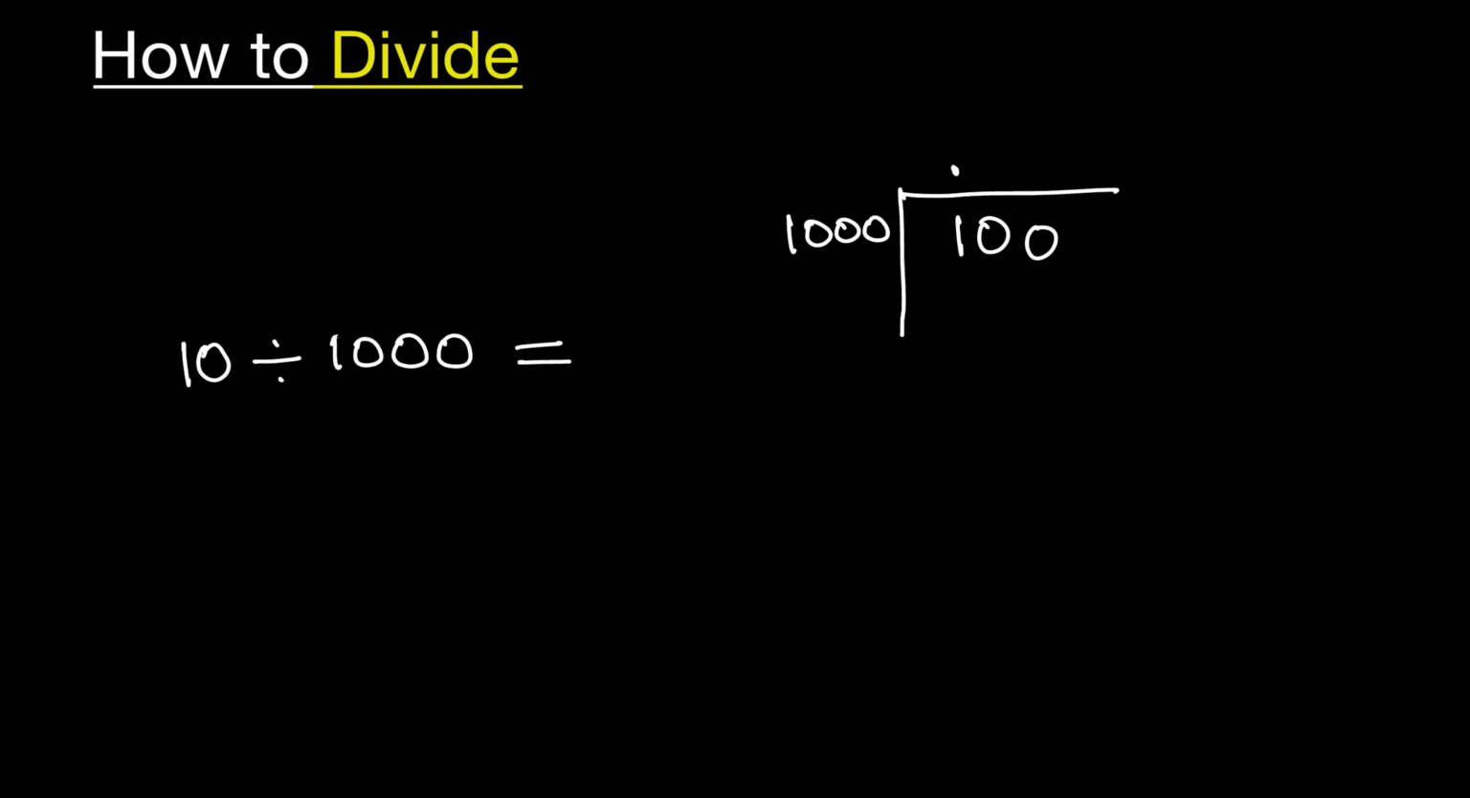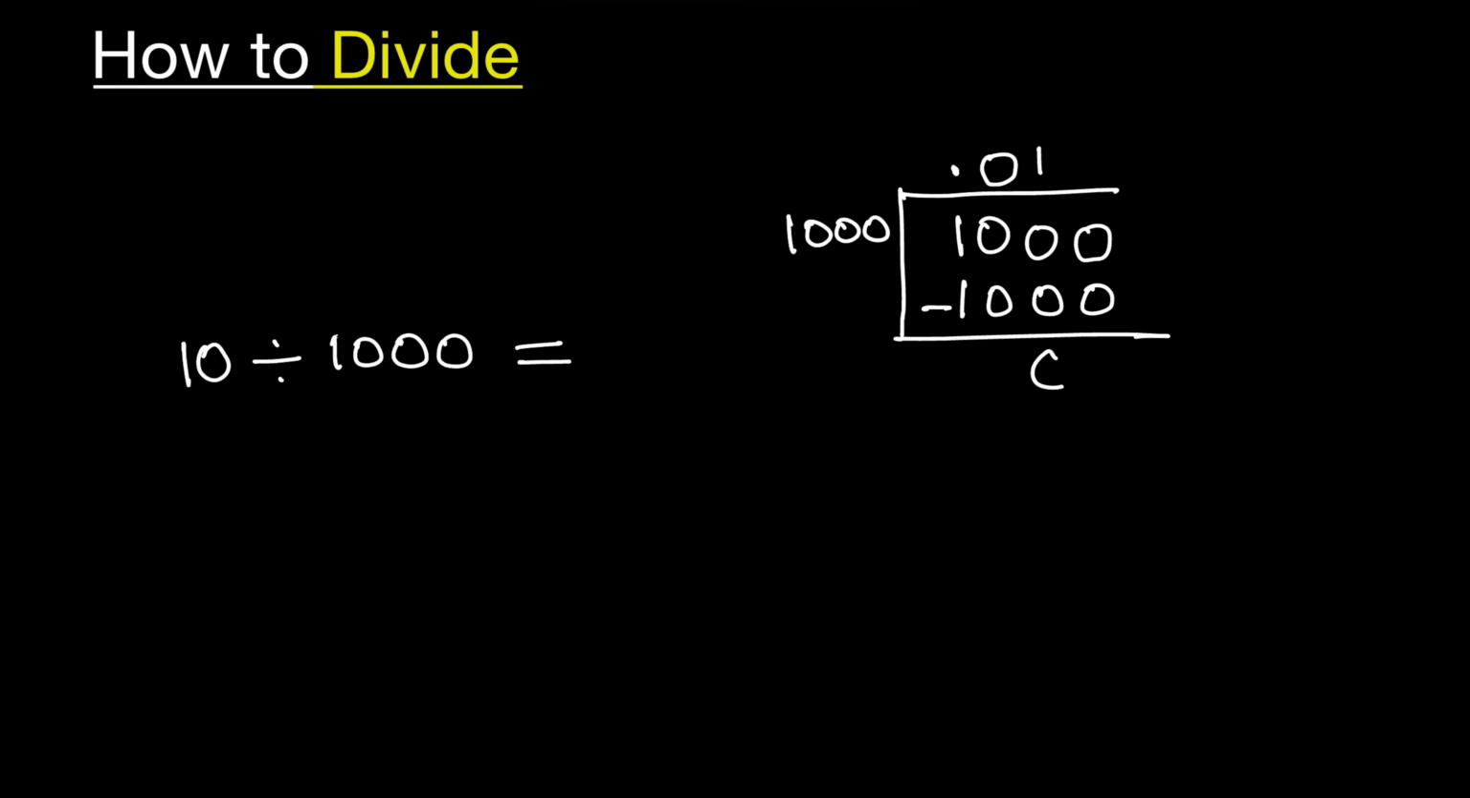And again see that this 100 is less than 1000. That is why we need to borrow again 1 0. And for that we need to put a 0 here. And we know that 1000 times 1 is equal to 1000.